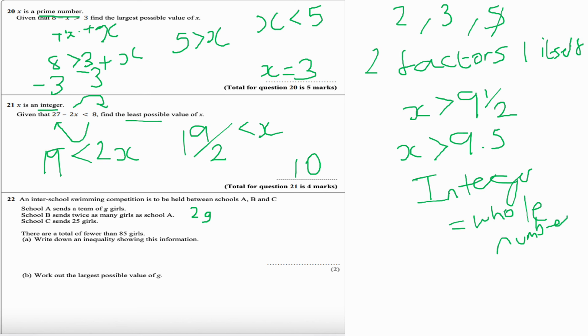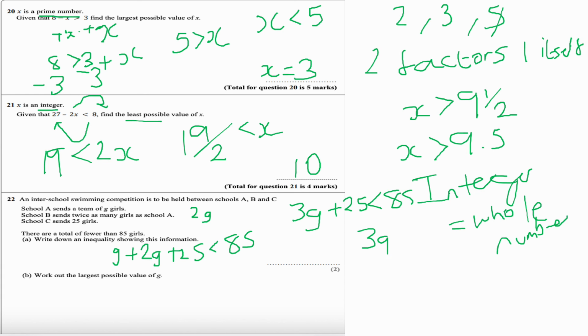Okay. So if I was to solve this, I get G plus 2G plus 25 has to be less than 85. So solving this, G plus 2G is 3G, 3G plus 25 is less than 85. Minusing 25 on both sides, I get that 3G is less than 60, so G is less than 20. So I formed my inequality there.